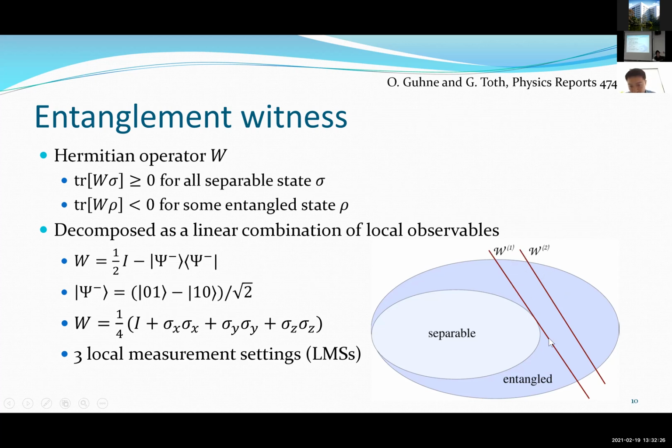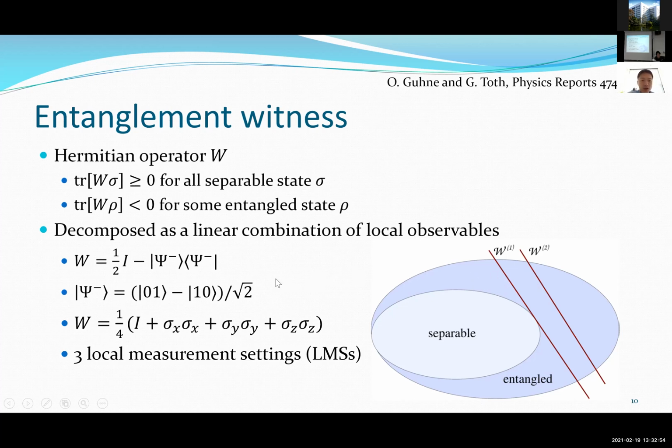So that's the entanglement witness. Here are two entanglement witness examples, W1 and W2. On the right-hand side, it is less than 0. On the left-hand side, it's non-negative. So the whole separable state set is on the left-hand side. We can see from this figure, if you find that it's negative, it must be on this side. It is entangled. Okay, so that's the basic idea of the entanglement witness, which we will use in this talk.